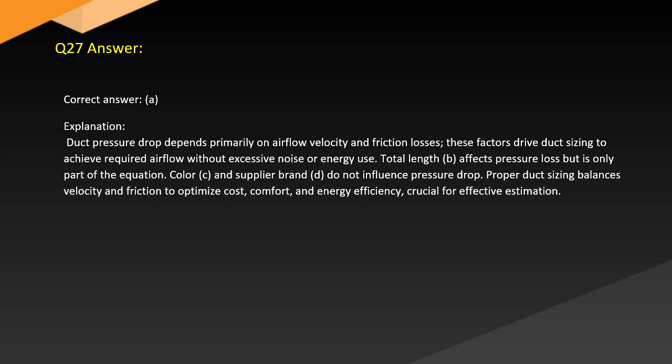Answer. Correct answer: A. Explanation. Duct pressure drop depends primarily on airflow velocity and friction losses. These factors drive duct sizing to achieve required airflow without excessive noise or energy use. Total length, B, affects pressure loss but is only part of the equation. Color, C, and supplier brand, D, do not influence pressure drop. Proper duct sizing balances velocity and friction to optimize cost, comfort, and energy efficiency for effective estimation.